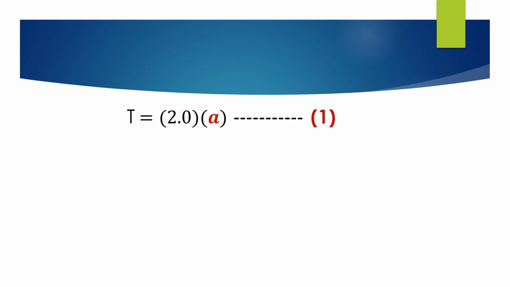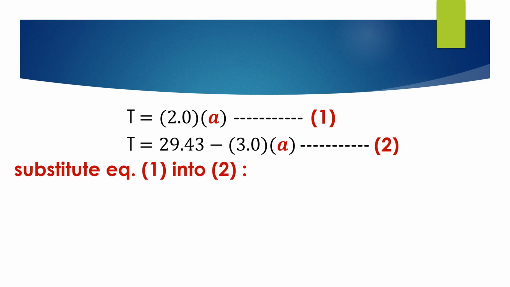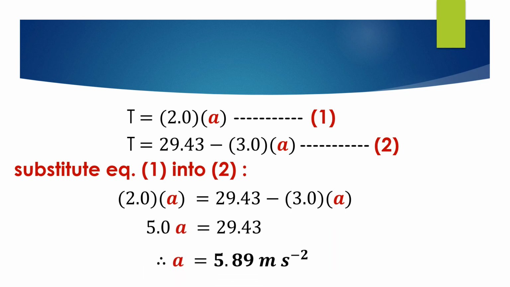Okay. By referring to equation 1 and equation 2, you need to substitute equation 1 into equation 2. Okay, you will rearrange the formula and finally you get a equal to 5.89 meter per second square. So make sure your final answer is in 2 decimal places and correct unit.